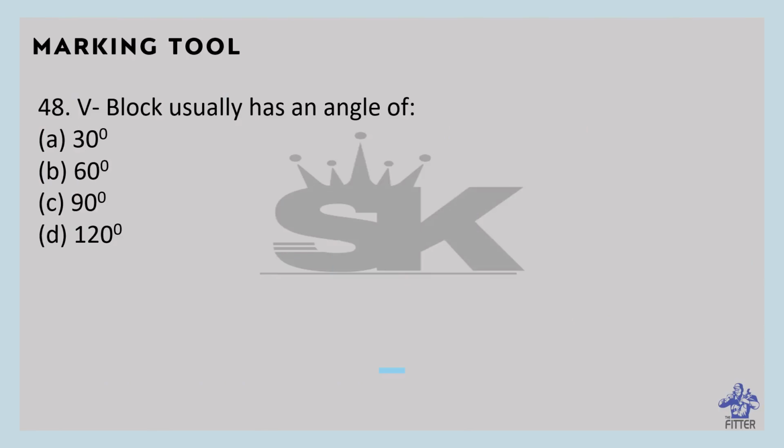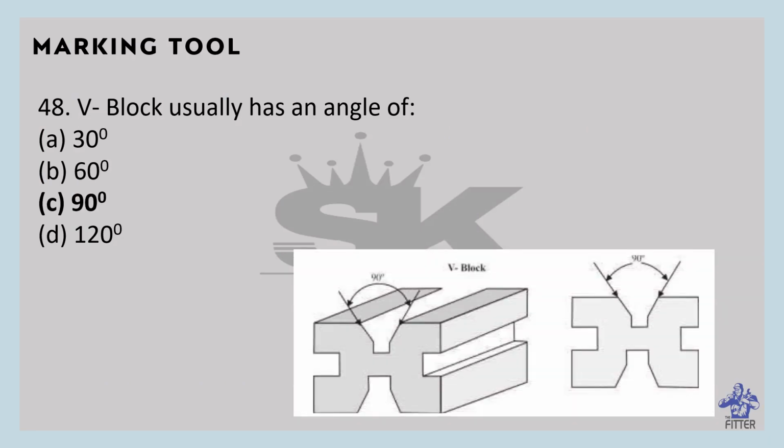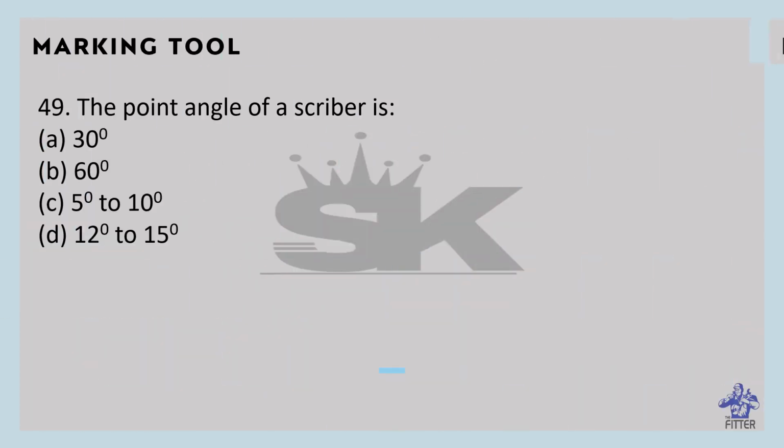V block usually has an angle of 90 degrees. You can see in the image, this is the V-shaped one, right? This is V-shape. So the angle is 90 degrees. The point angle of scriber is 12 to 15 degrees.